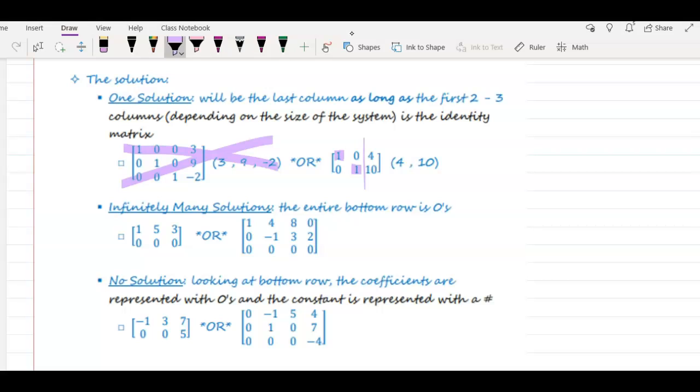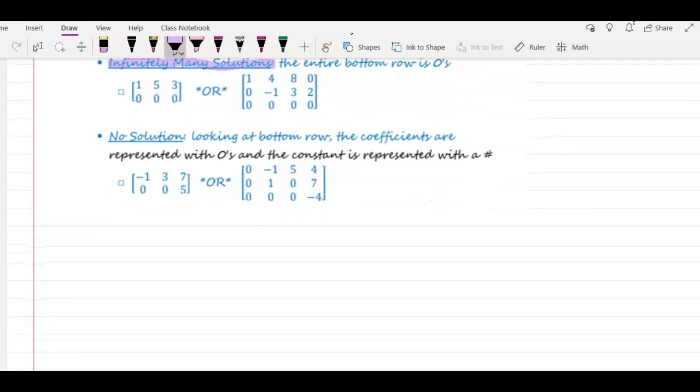Sometimes, though, when you try to reduce it, you'll get something like this, where you don't have 1s on the diagonal and you have a whole row of 0s. When that happens, you end up with infinitely many solutions. Other times, if you look at a row and you have 0 and a 5, think about what that says. That says 0x plus 0y equals 5. Is that true? No. That is not true. That is false.